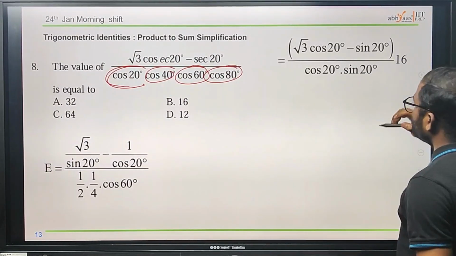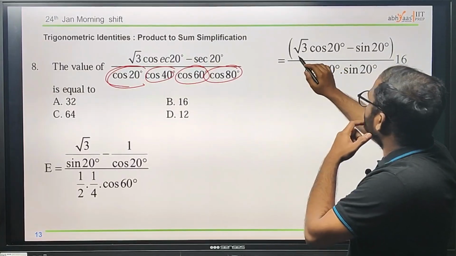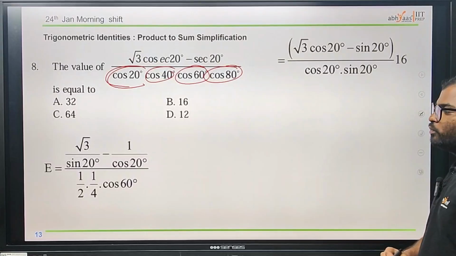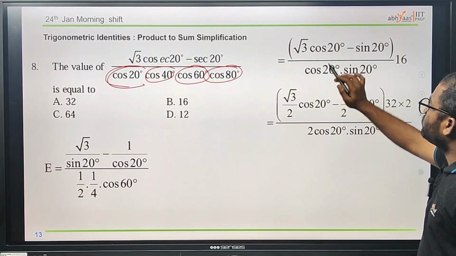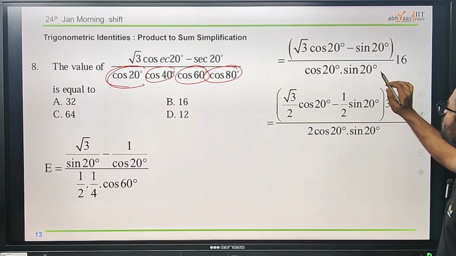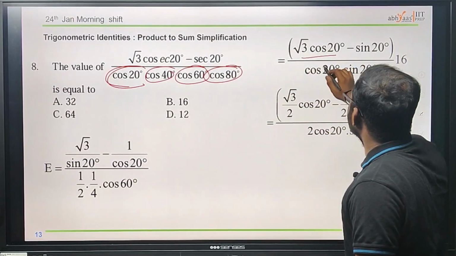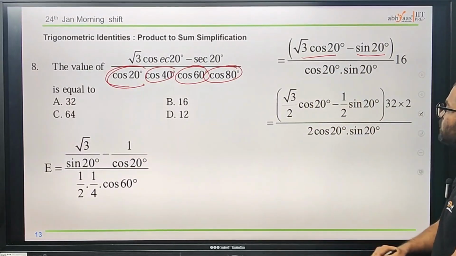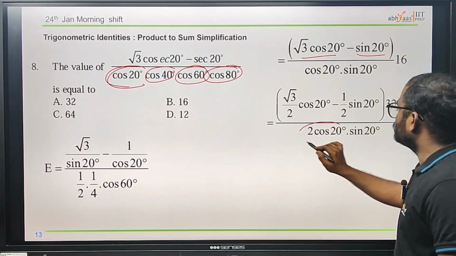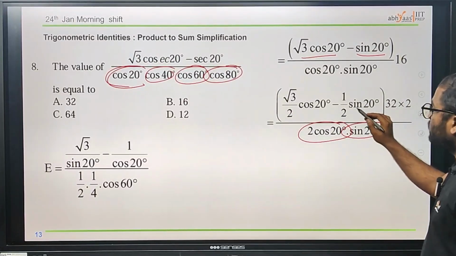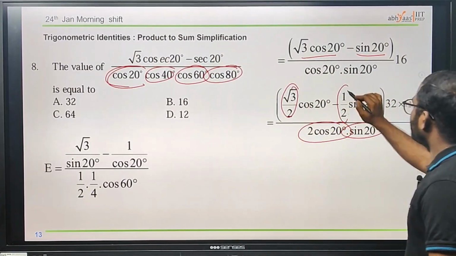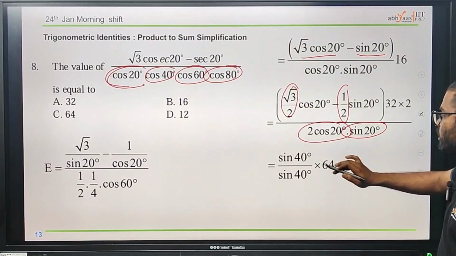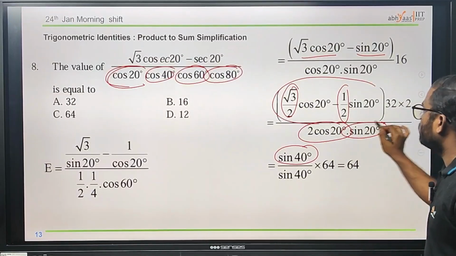See here, since we have cos 20, cos 40 and cos 60, I hope you understand what I am saying. Now just convert that by using the denominator. In the second step we have sine 20, and similarly we have this one. Just using the LCM we can do this, and in the next step 2 cos 20 and sine 20 are the same. If you observe, this can be formed as sine 40 degrees.